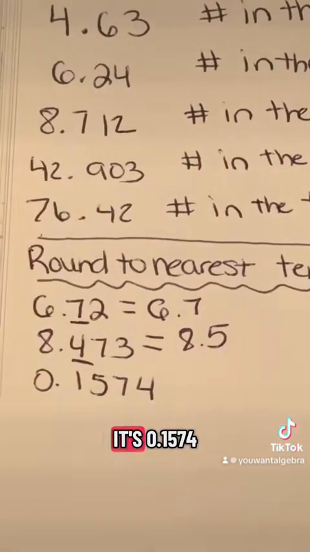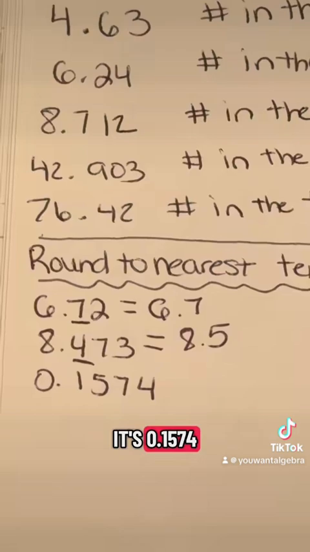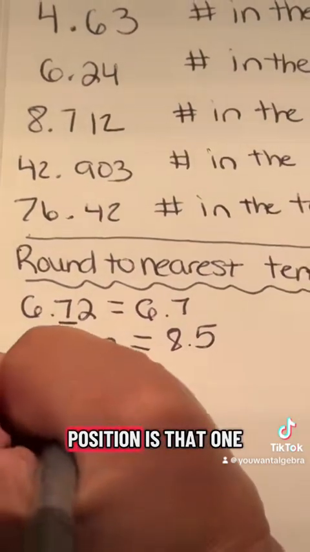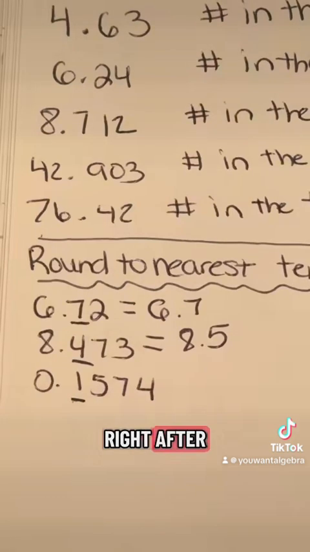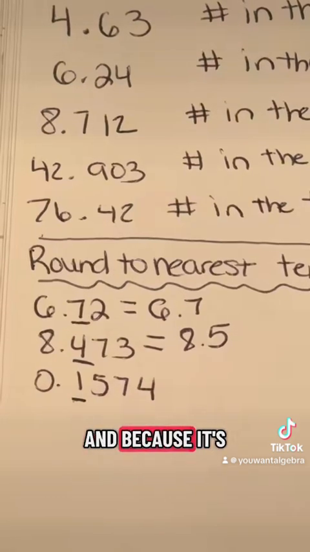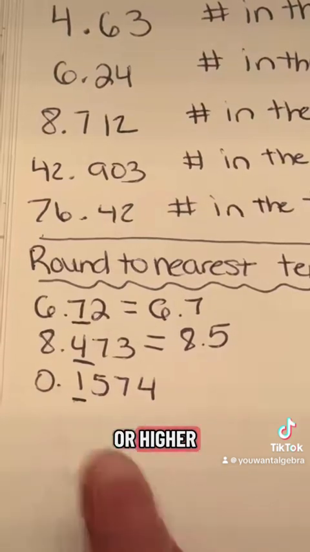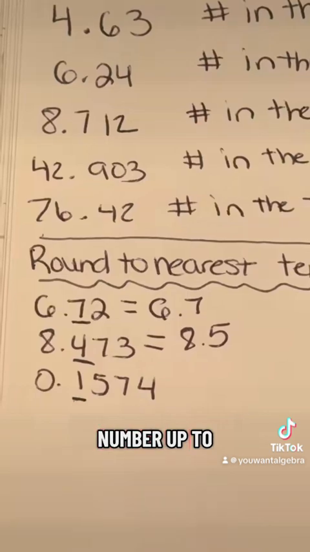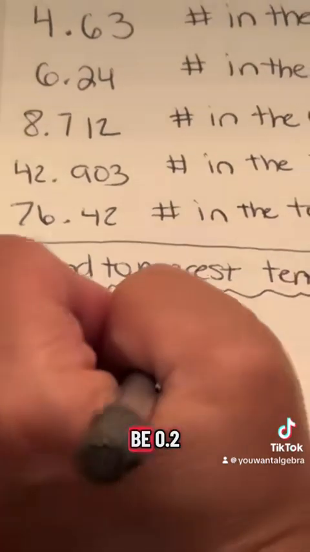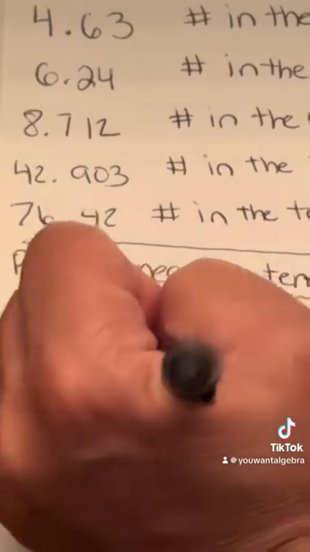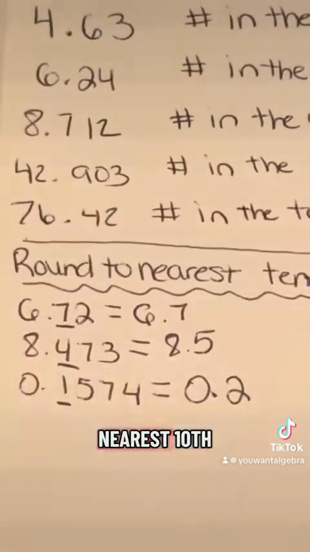My next one is 0.1574. So the tenths position is that 1. We're going to take a look at the number directly right after it. The other ones don't matter. And because it's 5 or higher, we round that number up to the next number in line, which would be a 2. And so it would be 0.2. And that's how I round to the nearest tenth.